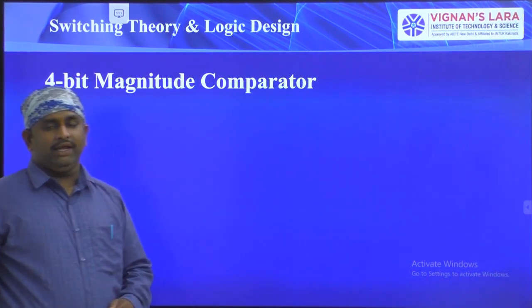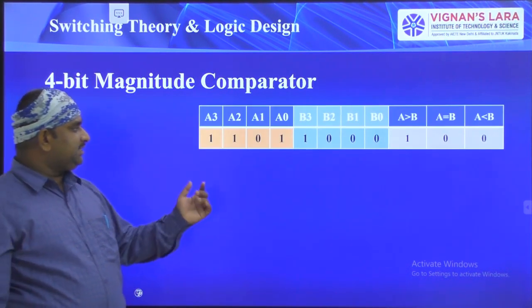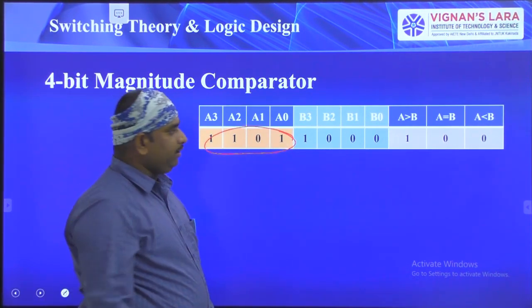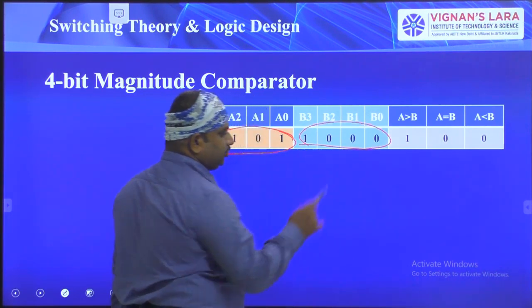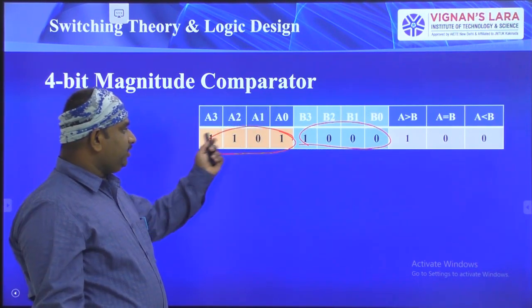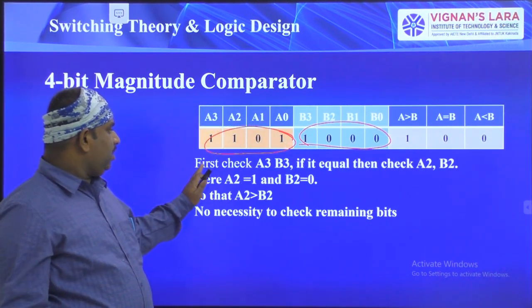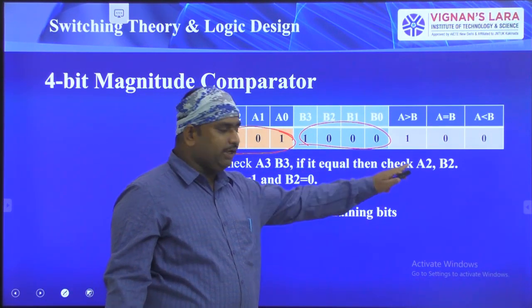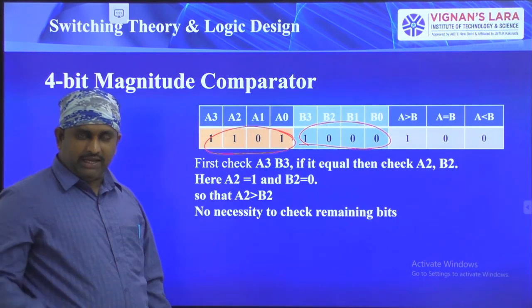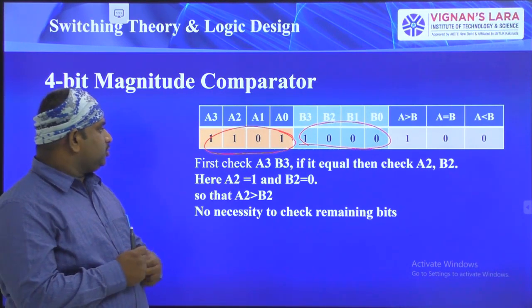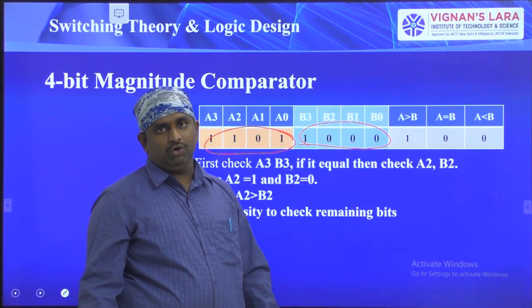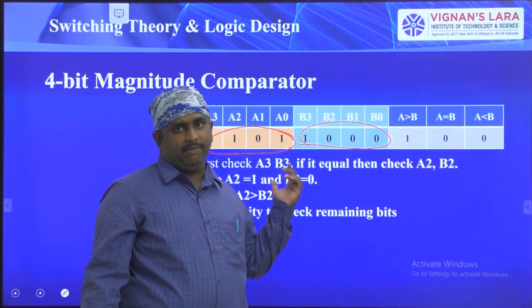Now you will take one more example. In this example, A is equal to 1101 and B is equal to 1000. Here the A3 and B3 bits are the same. So see here, first check the A3 B3 bits. If these two are equal, then check the A2 B2 bits. So first check A3 B3, then go with A2 B2. Here A2 is equal to 1 and B2 is equal to 0. So here you are again checking the MSB bit.